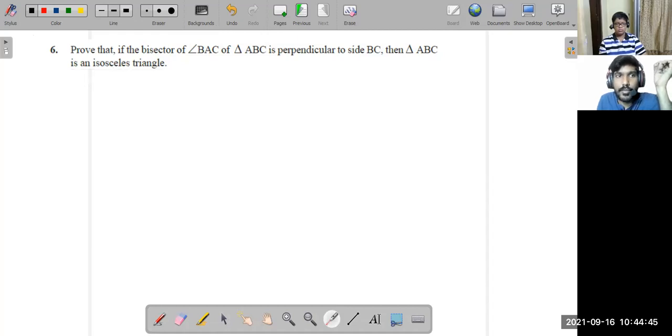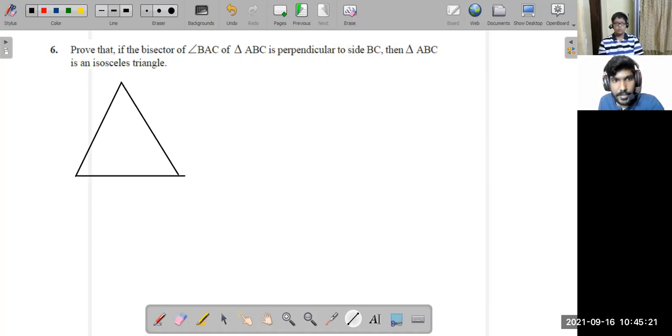Okay. In this sum, you have to prove that if the bisector of angle BAC of triangle ABC is perpendicular to side BC, then triangle ABC is an isosceles triangle. I'll repeat. Understand this with the help of this diagram.